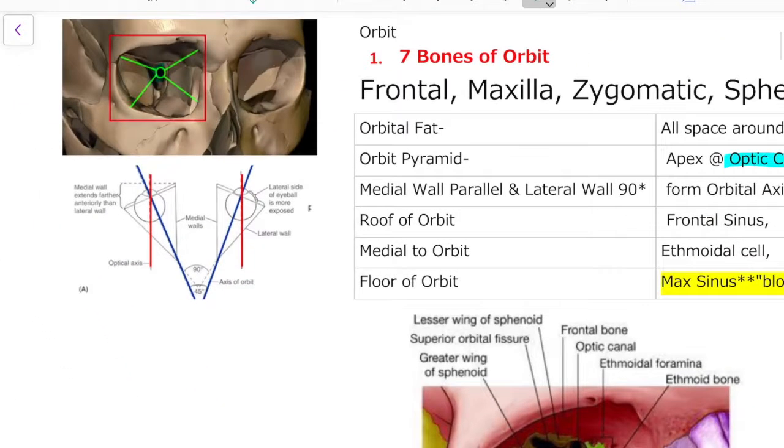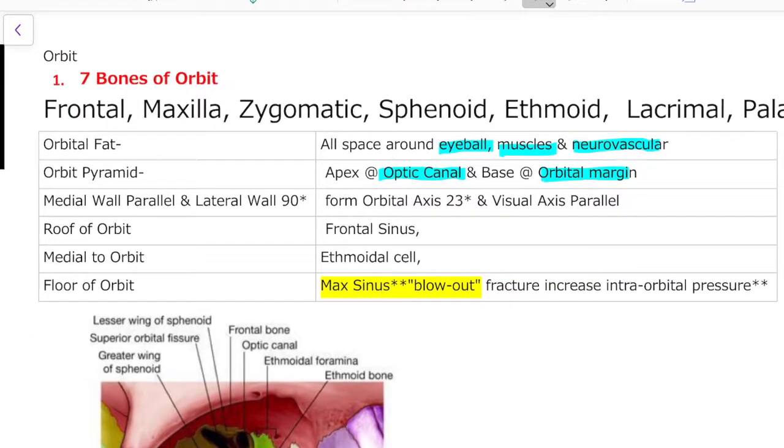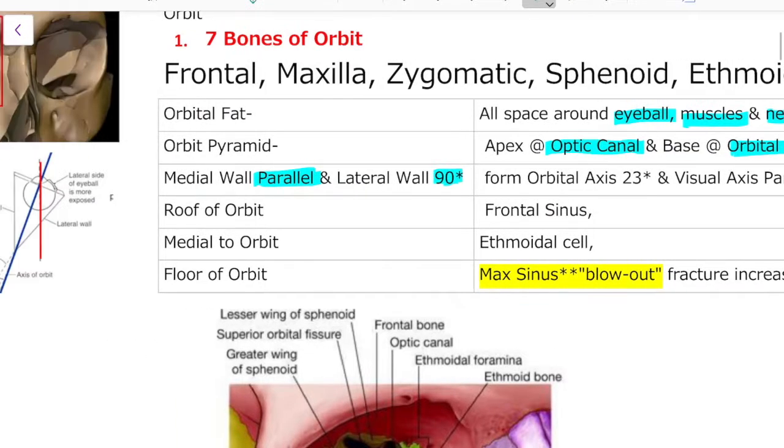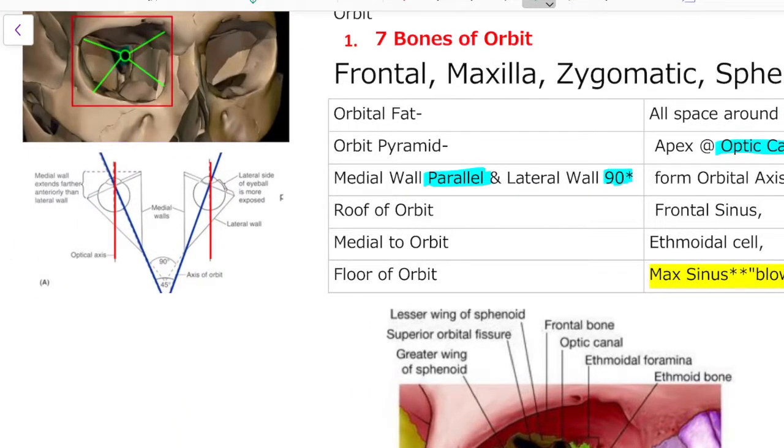Next we have the 2 walls. We have the medial and the lateral wall. So the medial walls are parallel to each other, whereas lateral walls are 90 degrees. And this is a picture showing you here. You have 2 medial walls that are parallel to one another, and then you have lateral walls that are at a 90 degree angle, or will form the 90 degree angle.